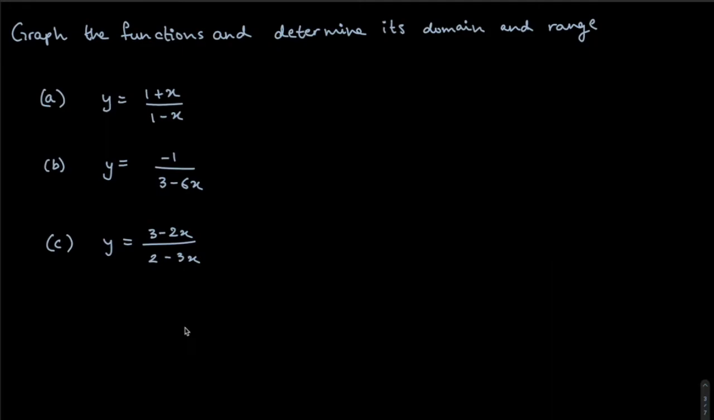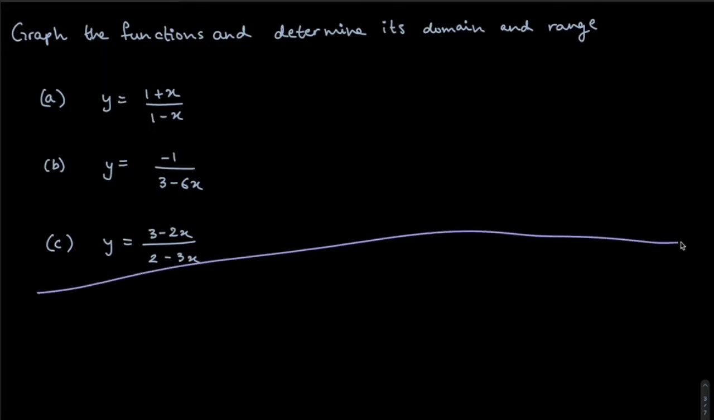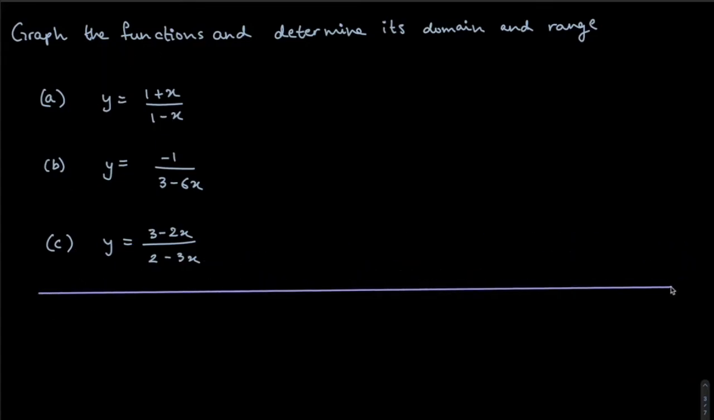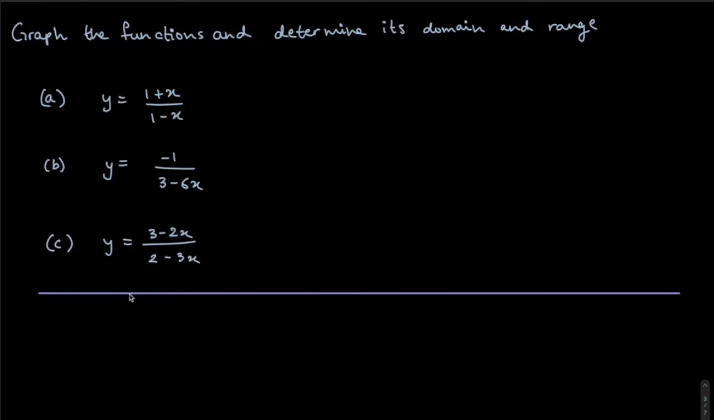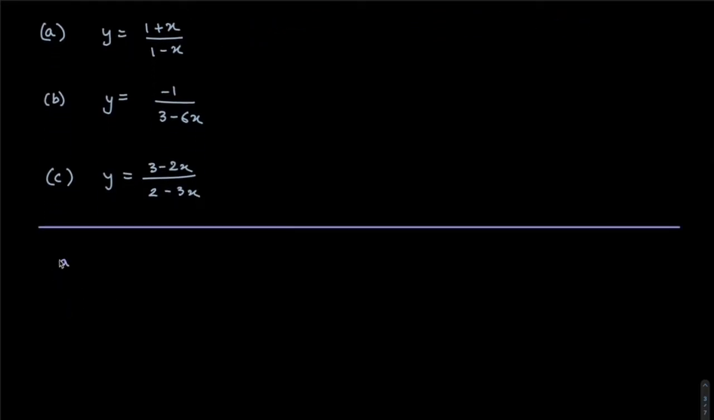All right, graph the following functions and determine its domain and range. So let's look at part A first. Draw a straight line. So right here. So now we can start. So let's start with part A.